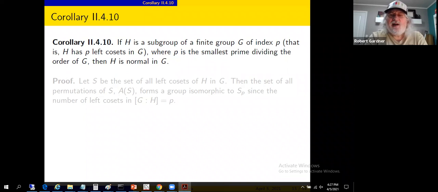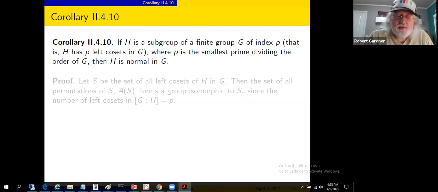I said this relates to a group of order P. It's not a subgroup of G though. If we've got H normal in G, then we could look at the quotient group G mod H. That'd be the group of left cosets of H, of which there are P. So there's your group of order P. It's G mod H that's a group of order P.